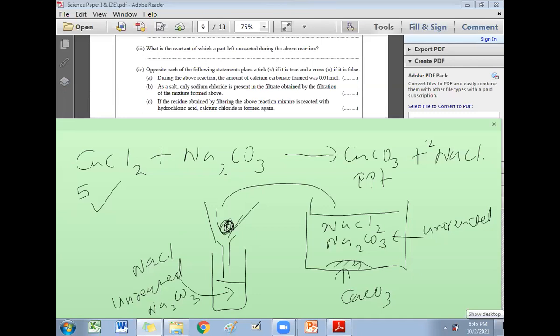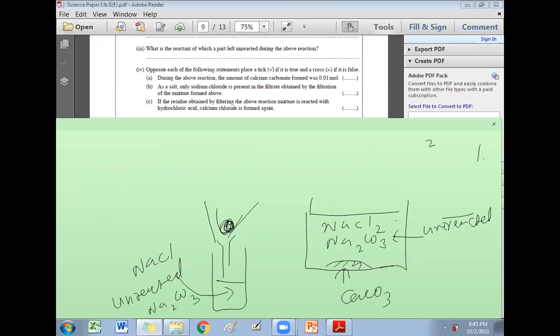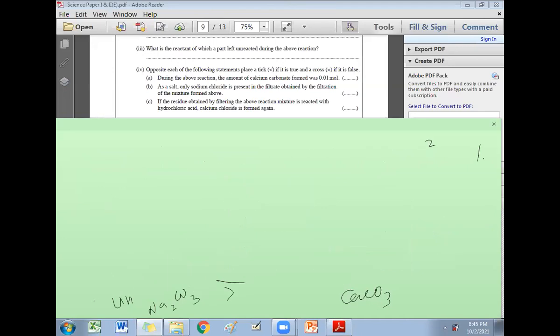Okay. Then part C. I explained parts A and B in detail because this type of question has not so far been asked in O-level past papers. That's why I explain a bit in detail. Part C, how to explain: if the residue obtained by filtering the above reaction mixture is reacted with hydrochloric acid, calcium chloride is formed again.